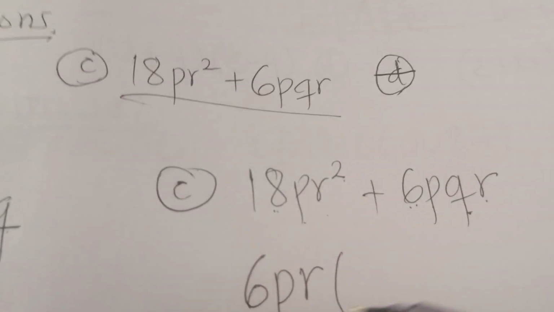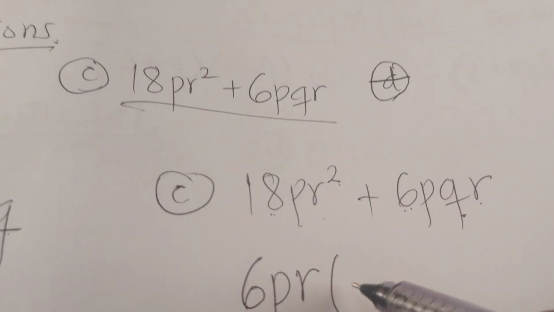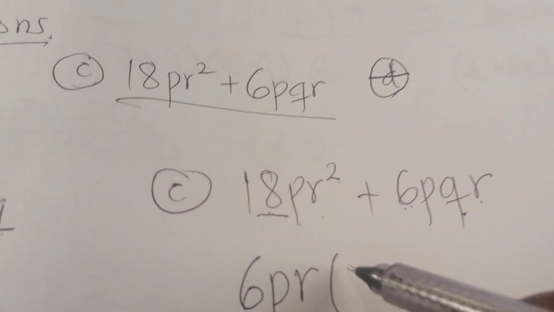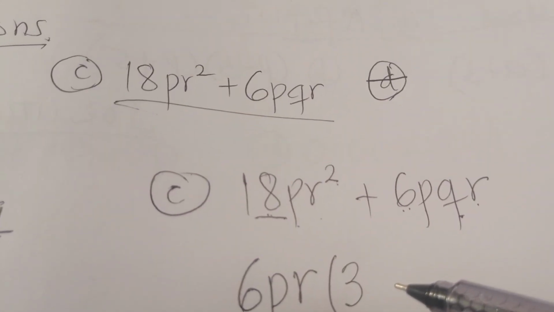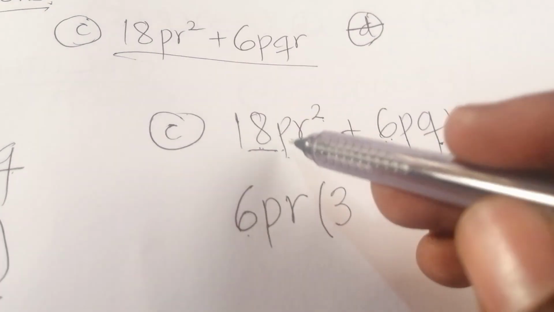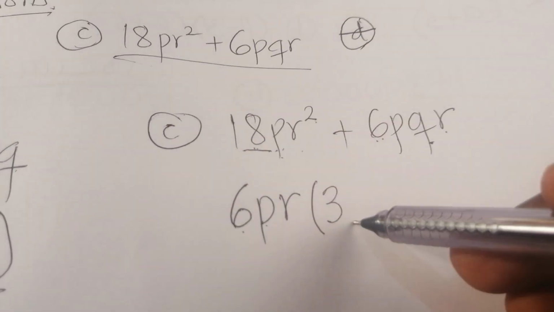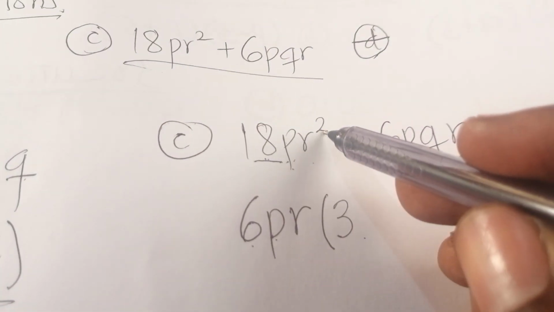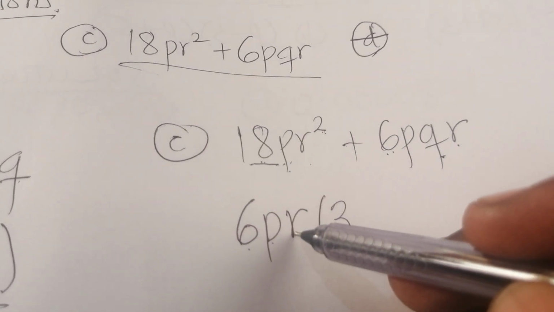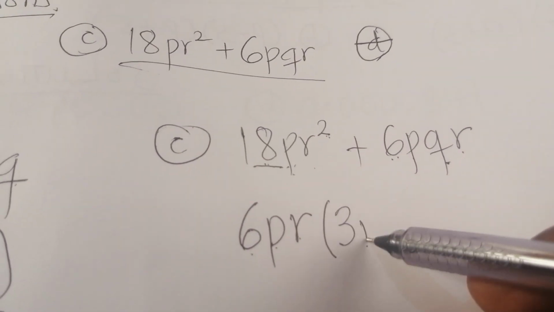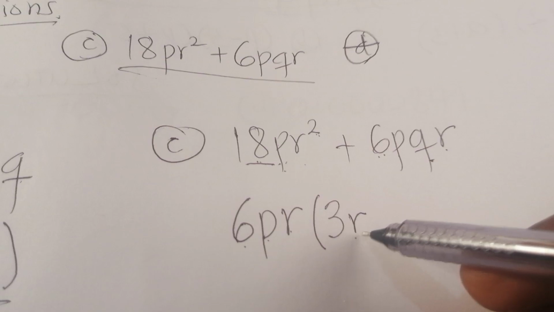So what will be left in the bracket? There is 6 outside. So 6 times what is giving us 18? 6 times 3. And the p is only 1, which is already outside. So p can't come. Now r squared, and there is r here. So what do we need? Another r to make it squared.